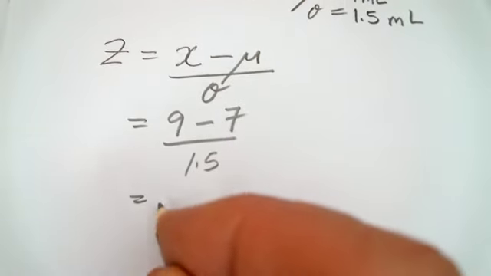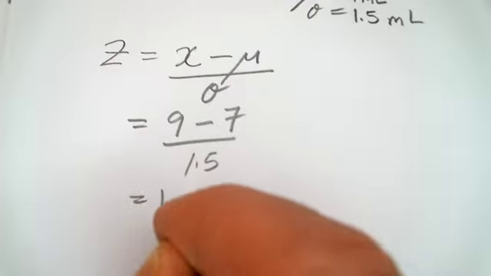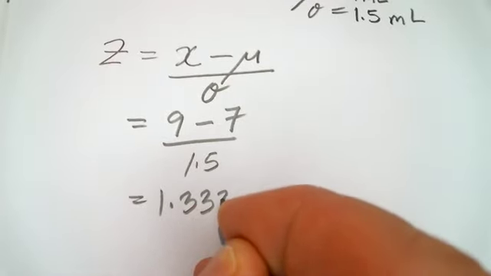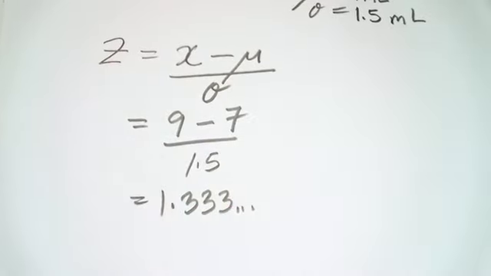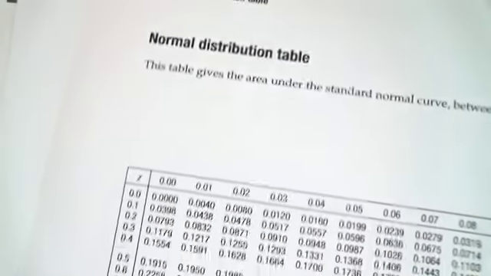Well, I'm actually going to break with tradition here and write a decimal. And the reason I want a decimal and not a fraction or a mixed fraction is because the normal distribution tables don't really deal in fractions so much as they do decimals.